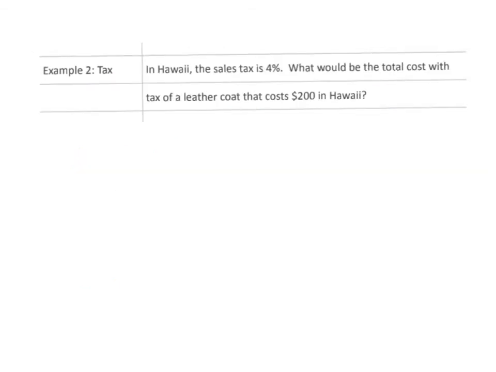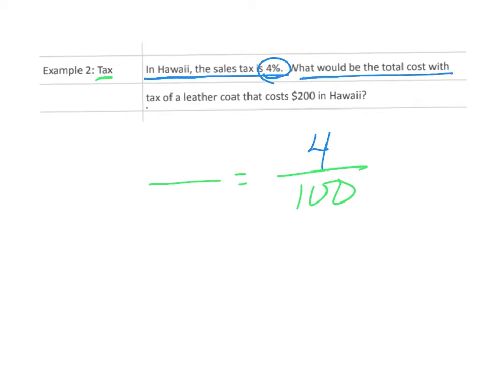Let's do another one. Again, we're doing tax. So let's fill in the numbers. In Hawaii, the sales tax is 4%. There's a percent. We're going to put that over 100. What would the total cost with tax be of a leather coat that costs $200 in Hawaii? So the coat costs $200. That's our total down here.